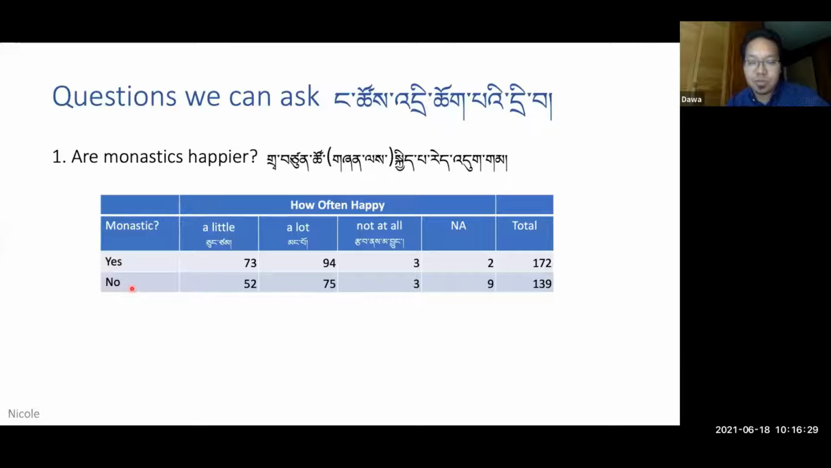So there are many ways to sort of look at these data to try to answer this question. But what we focused on is what proportion of people said they were happy a lot of the time.